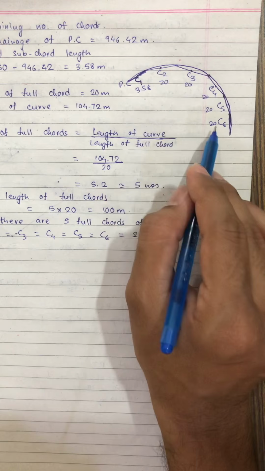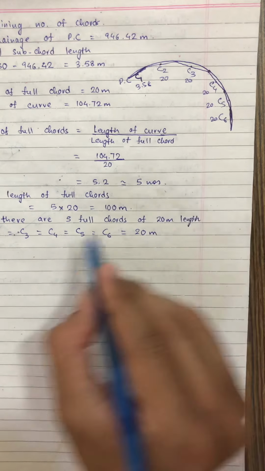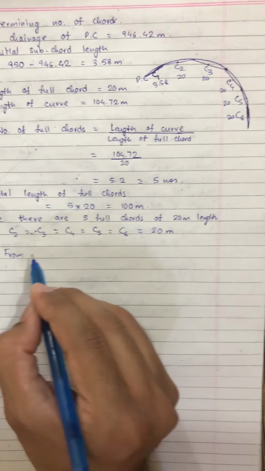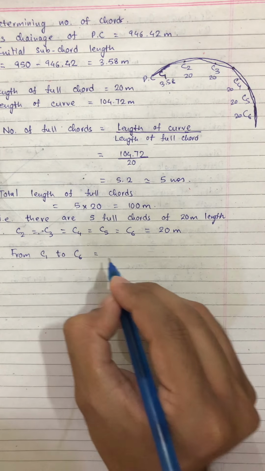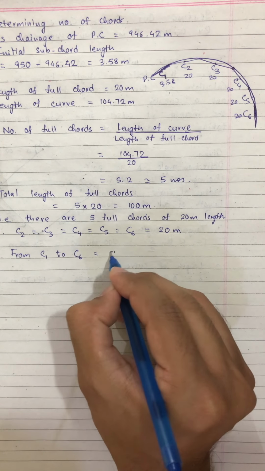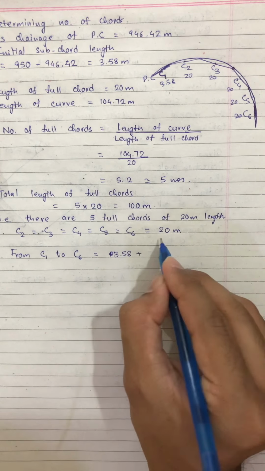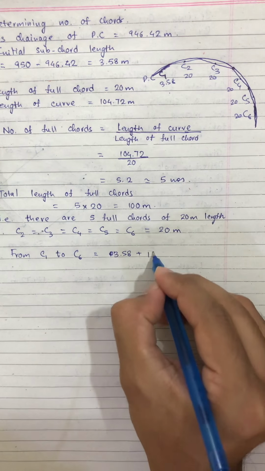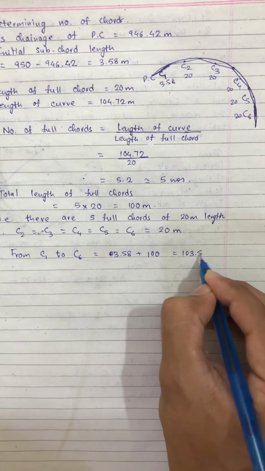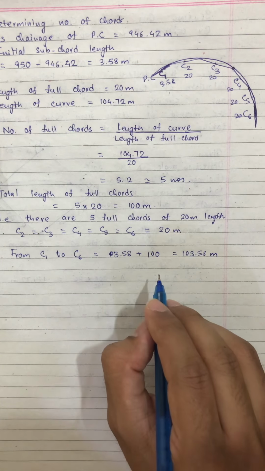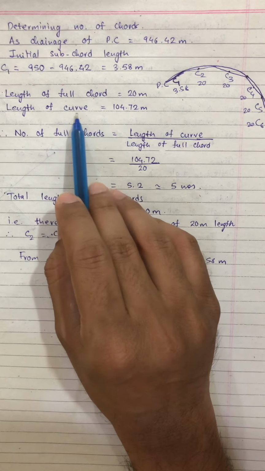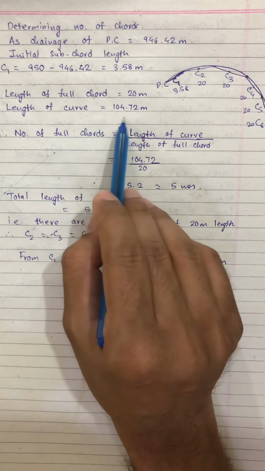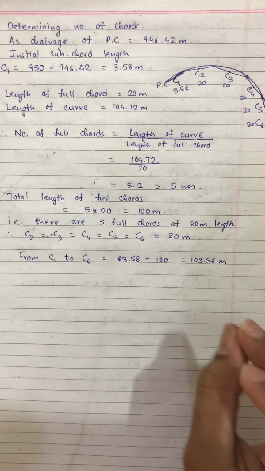It comes out to 103.58, meaning from C1 to C6 it is equal to 3.58 plus 100 plus 100, that comes out to 103.58 meter. But the length of curve is how much? 104.72, and we are assuming the length of curve is equal to the length of chord itself. Okay, we are assuming length of curve equal to length of chord. So this is 104.72. So how much is left?